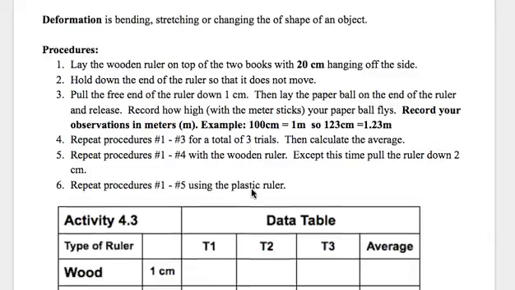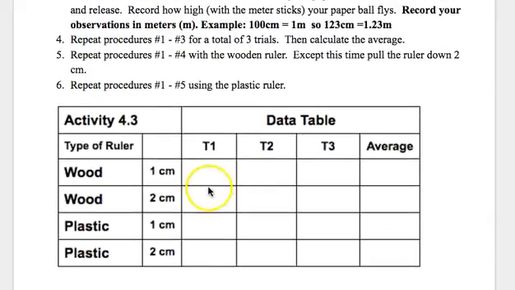So what we did with those rulers, if you look down here at the data table, is we set them over a couple books and we bent the wooden ruler down 1 centimeter and we had a paper ball on it and we flung it up. Then we repeated that for a total of 3 trials. Then we did the same thing with the wooden ruler, but now we bent it down 2 centimeters. In other words, we increased the amount of deformation.